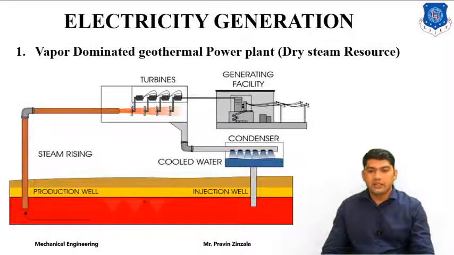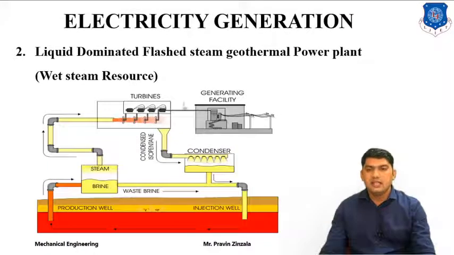We expand the steam in a turbine. After the expansion, we supply it to the condenser, where it is condensed. After the condensation, we have to inject it back into the earth because it contains many pollutants, so we cannot directly exhaust it to the atmosphere. By using a generator, we generate electricity. So this is the basic diagram of the vapor dominated system, where we get the vapor directly from the earth.